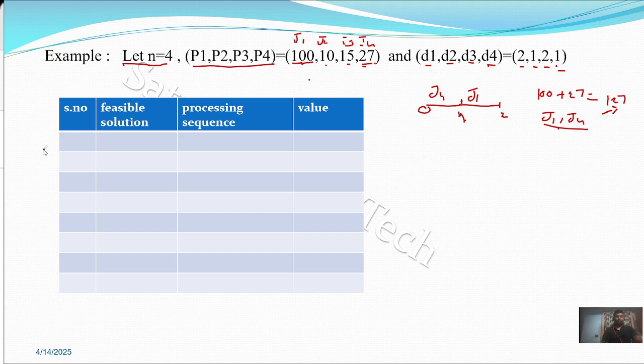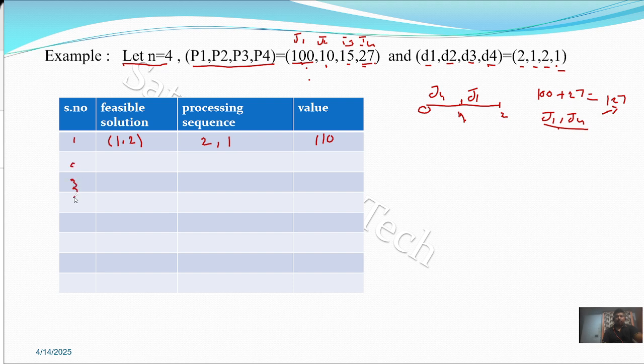Now we can see how we can solve this. Serial number 1, the feasible solution: for example, consider jobs 1 and 2, that is 1 comma 2. The job 1 profit is 100 and job 2 is 10. The deadline of job 1 is 2 and the deadline of job 2 is 1. So you process job 2 first, because its deadline is 1, and then job 1. This is the sequence, and you get 100 plus 10, that is 110 profit.